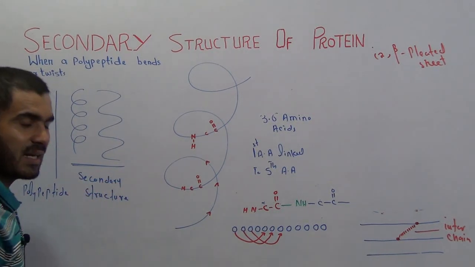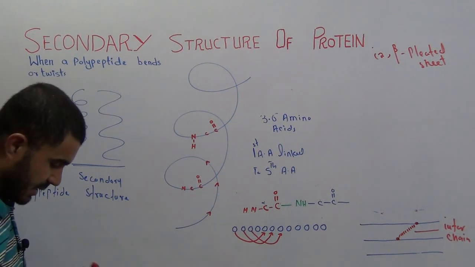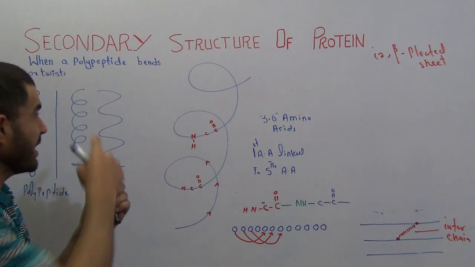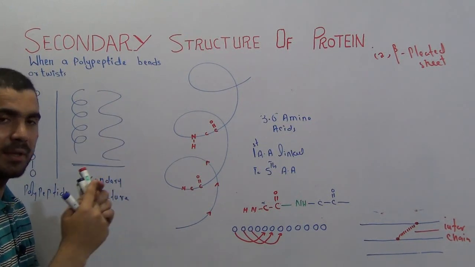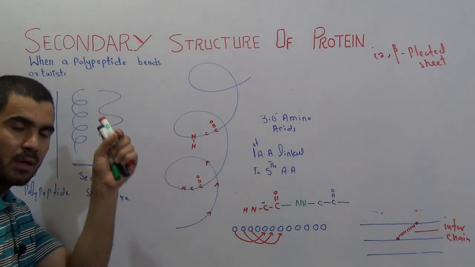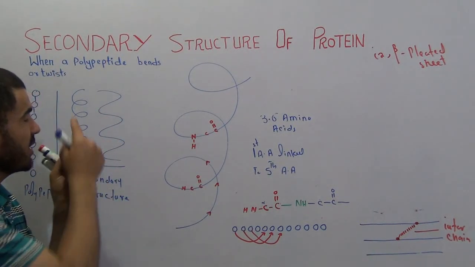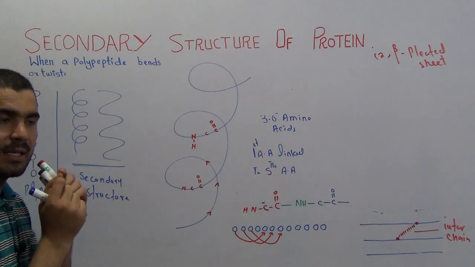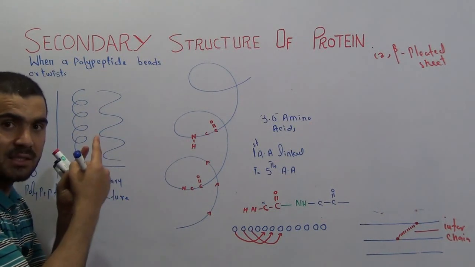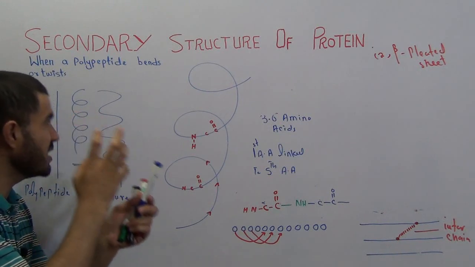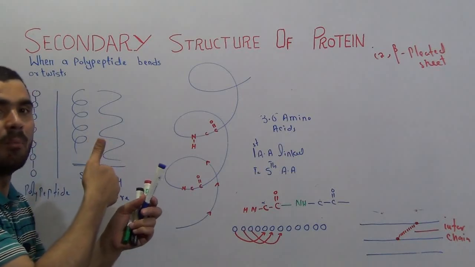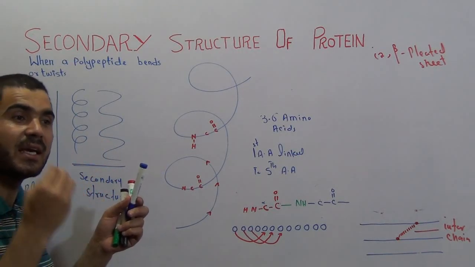Now if you take a thread and you make it like this, in a zigzag manner, then there is a chance that it becomes straightened again. So if the protein structure acquires this shape, there is a chance that it becomes destabilized. We need to stabilize it. We need to maintain this shape in that form. So we need another bond.